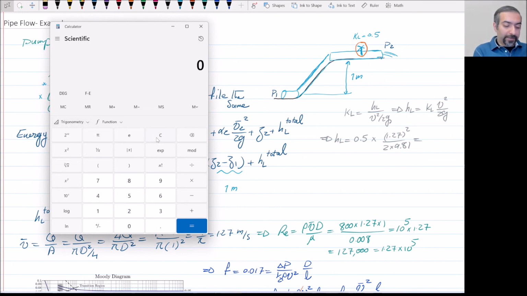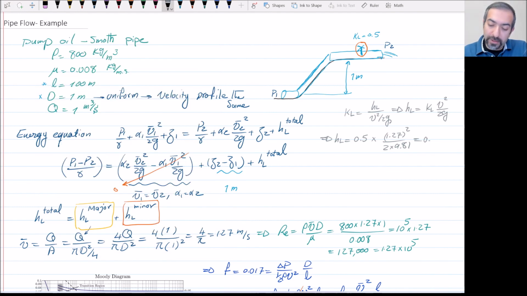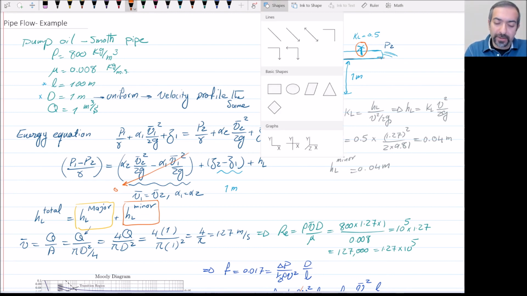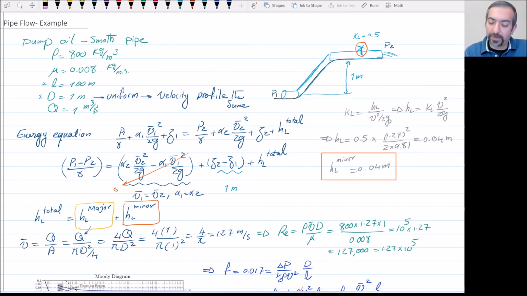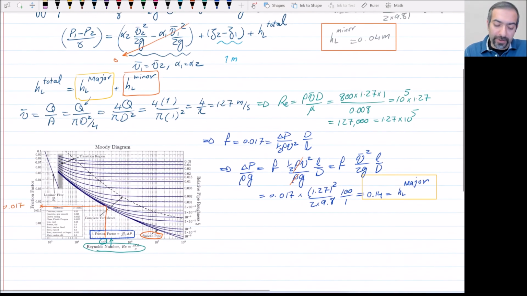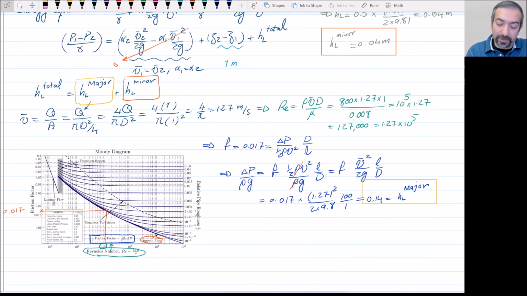Okay, so what do we have? We have 0.5 times 1.27 to the power 2 divided by 2 divided by 9.81, and that's going to give me 0.04. All right, and this is meters. Everything for head is meters. So the H loss minor is equal to 0.04 meter or 4 centimeters. So it's not huge, but again, if you have a large number of these, then of course they're going to add up.